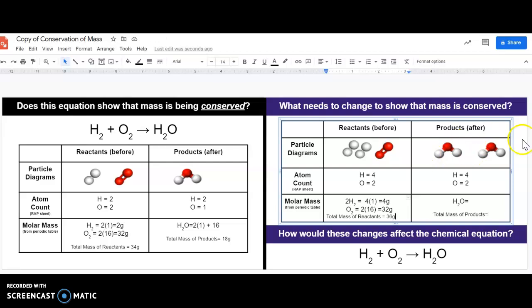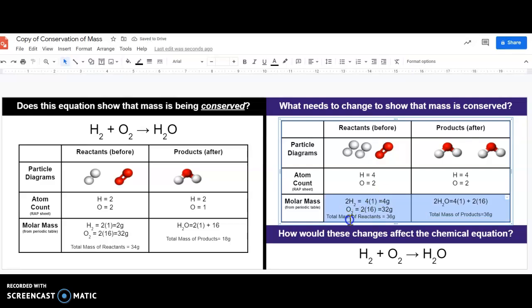Now our after, we have 2 water molecules, and we know our water molecule is 18 grams. So if you have 2 of these, that's going to be a total of 4 hydrogen, because you're doubling it. So 1, 2, 3, 4 hydrogen, plus 1, 2 oxygen. This big 2 tells me that there's 2 oxygen here. So 2 times our 16, so 32 plus 4, 36 grams. So is our mass equal now? 36 and 36. That looks different than 34 and 18. So how would these changes affect the chemical equation?